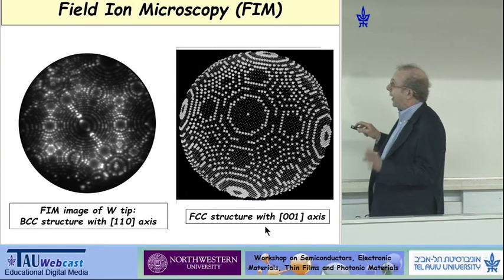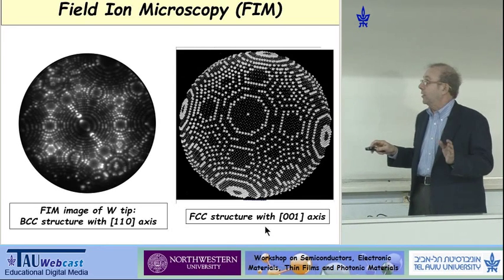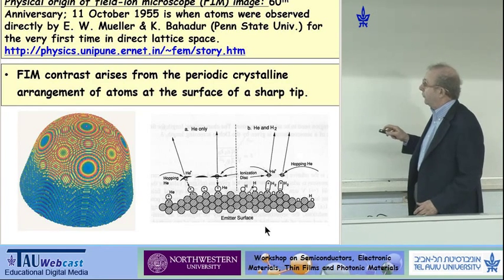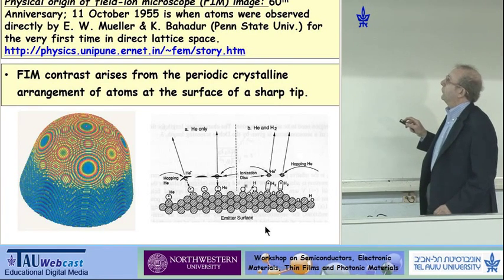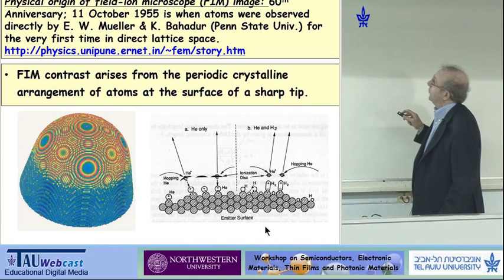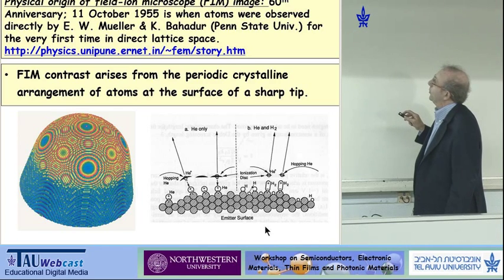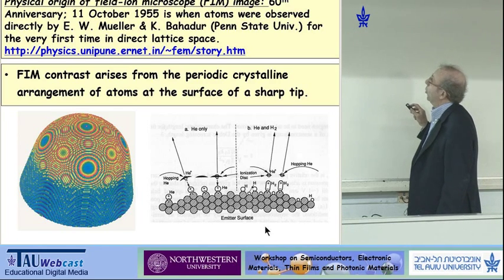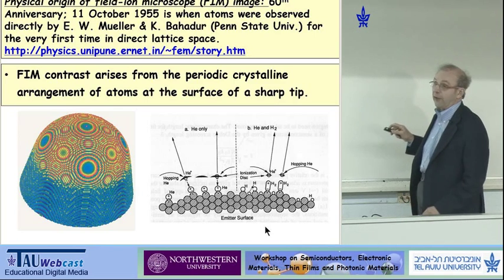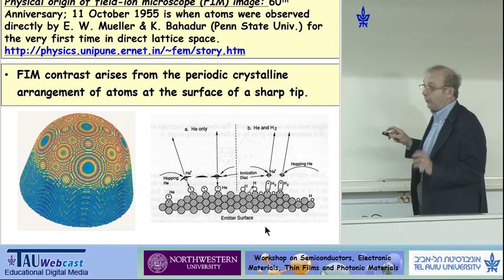This is a real image of tungsten, a very sharply pointed tip, and it's a 110 plane here, and it has twofold symmetry. If you look on a small plane, this plane over here, you see each individual atom. How do you image these atoms? What is the messenger that carries these atoms such that you can see them? Field ion microscopy was invented by the late Erwin Mueller and his PhD student, Bahadur, on the 11th of October, 1955. So it'll be 60 years old this year, and it was the first observation in direct lattice space. And how do you see it?